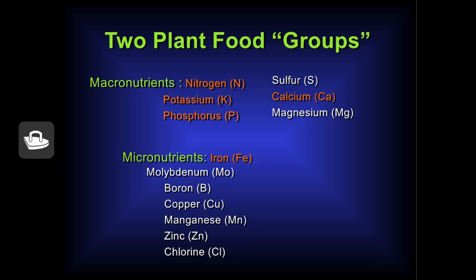A couple of elements that we don't often think about because they're available so easily from the air and water are carbon, oxygen, and hydrogen. We don't think about these when we think about fertilizer. But in fact, there's more carbon in the plant than any other element. That's a test question, by the way.